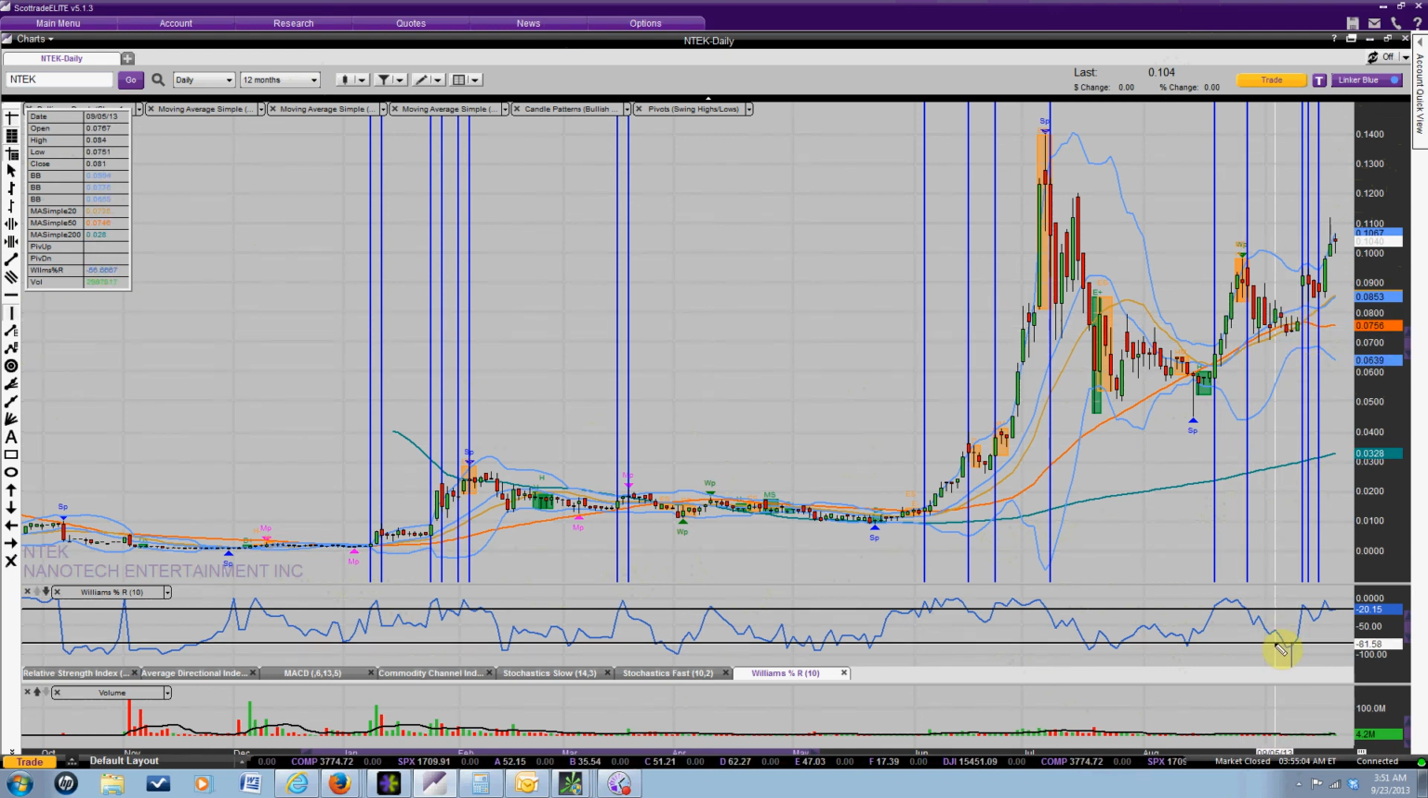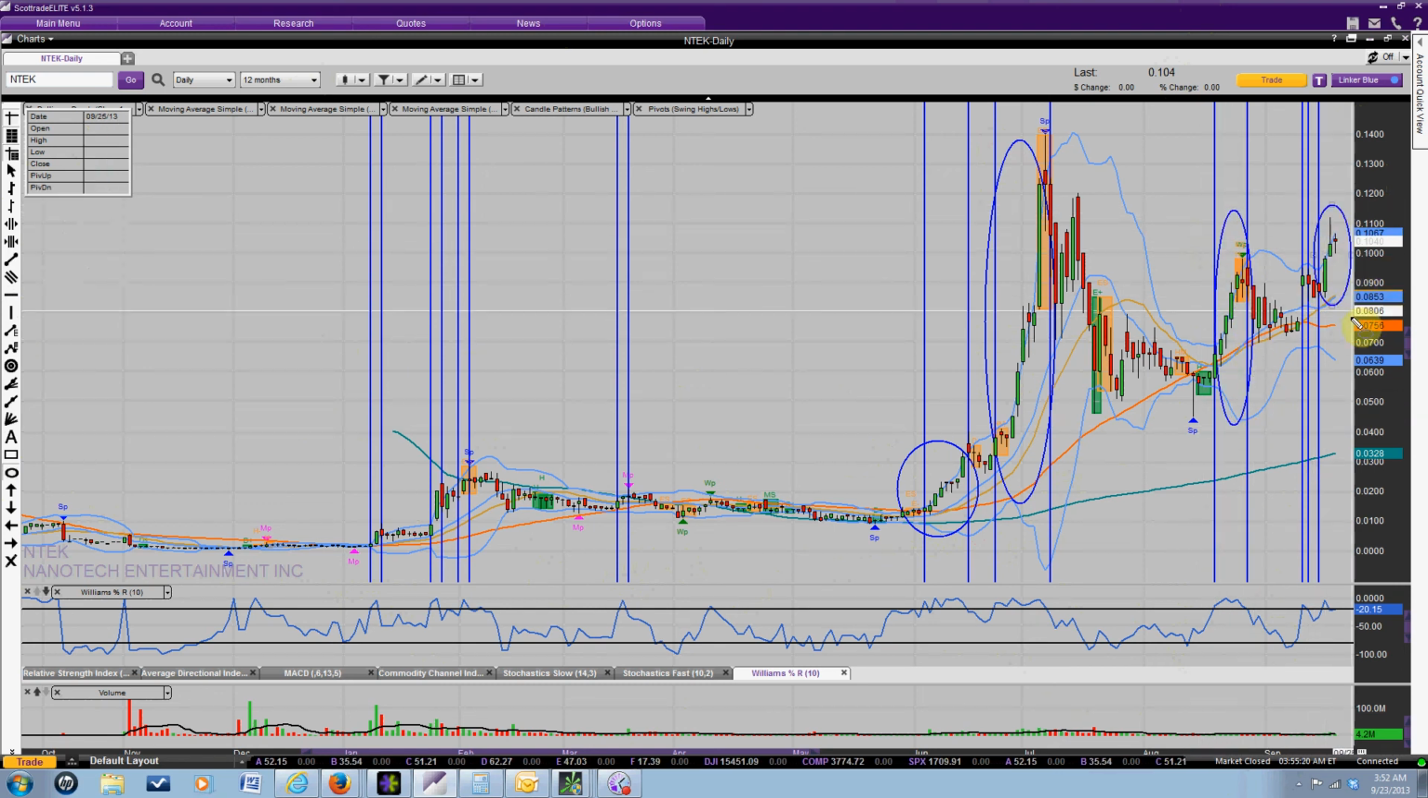Now, with the -20 cross, you'll see in specific times like this right here, and like this right here, our Williams %R was extremely accurate in giving us the measure of volatility. If we're expecting that measure of volatility, we do need to be patient, however, and wait for the Williams %R to cross above the -20.